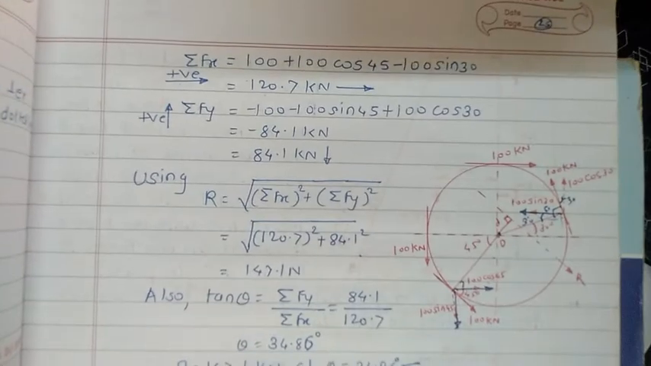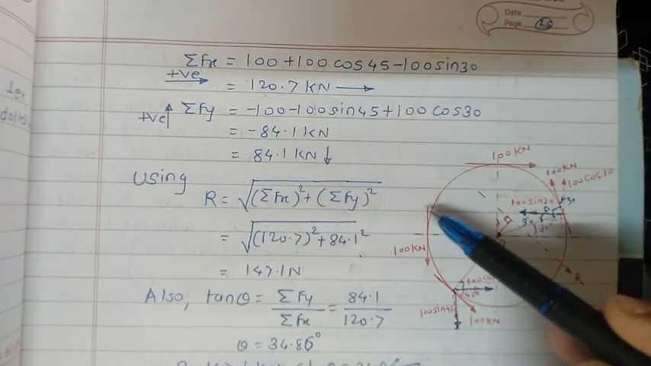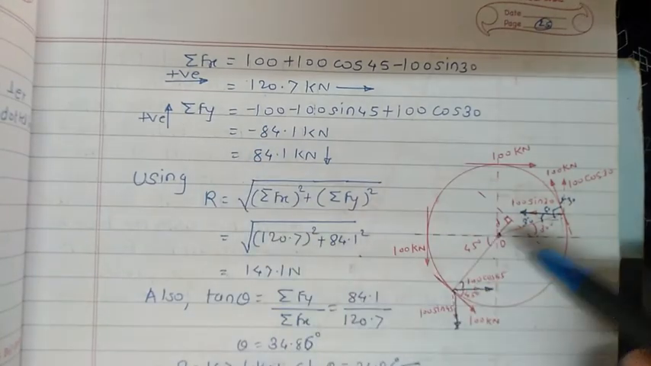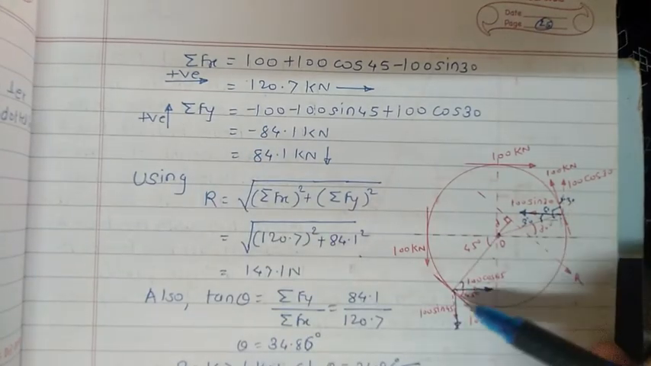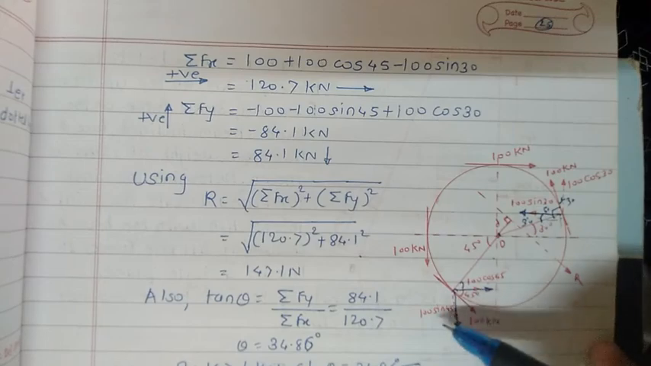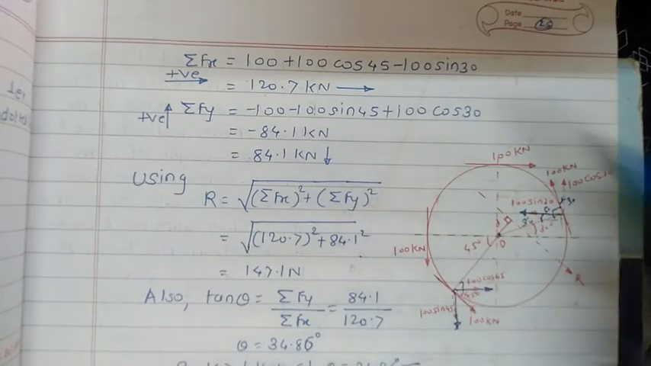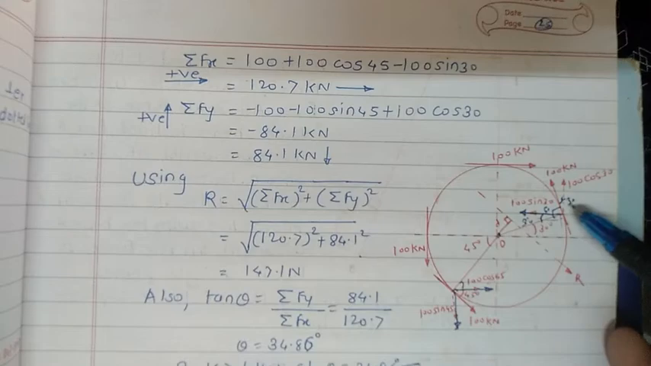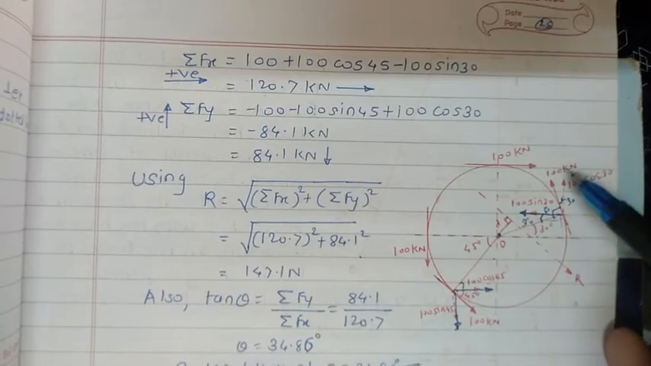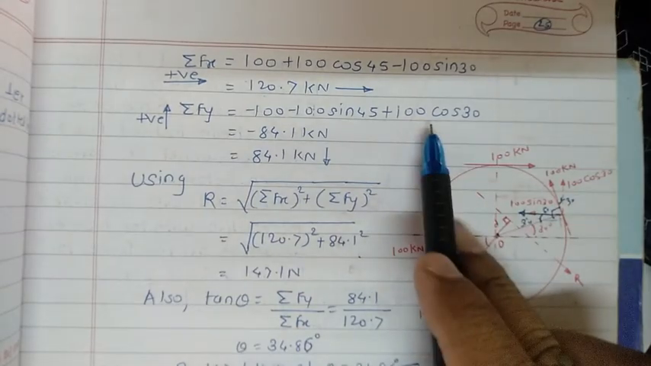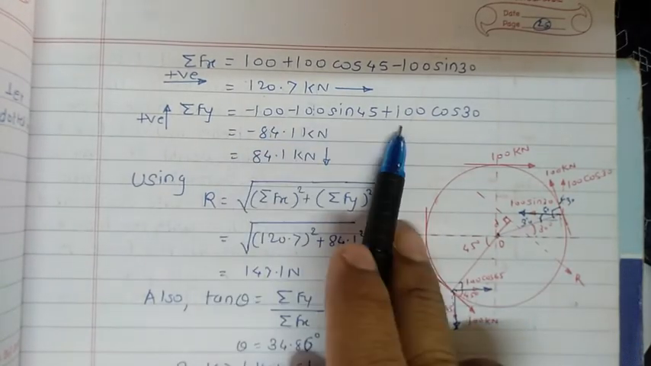Then do the calculations for the summation of all the vertical forces. This force running vertically in the downward direction, give the minus sign for the same. Next one with us here, whose magnitude 100 sine of 45, running vertically in the downward direction, with a minus sign for the same. Next one is here, this force running vertically in the upward direction, whose magnitude with us 100 cos of 30, running vertically in the upward direction. So give the plus sign for the same.